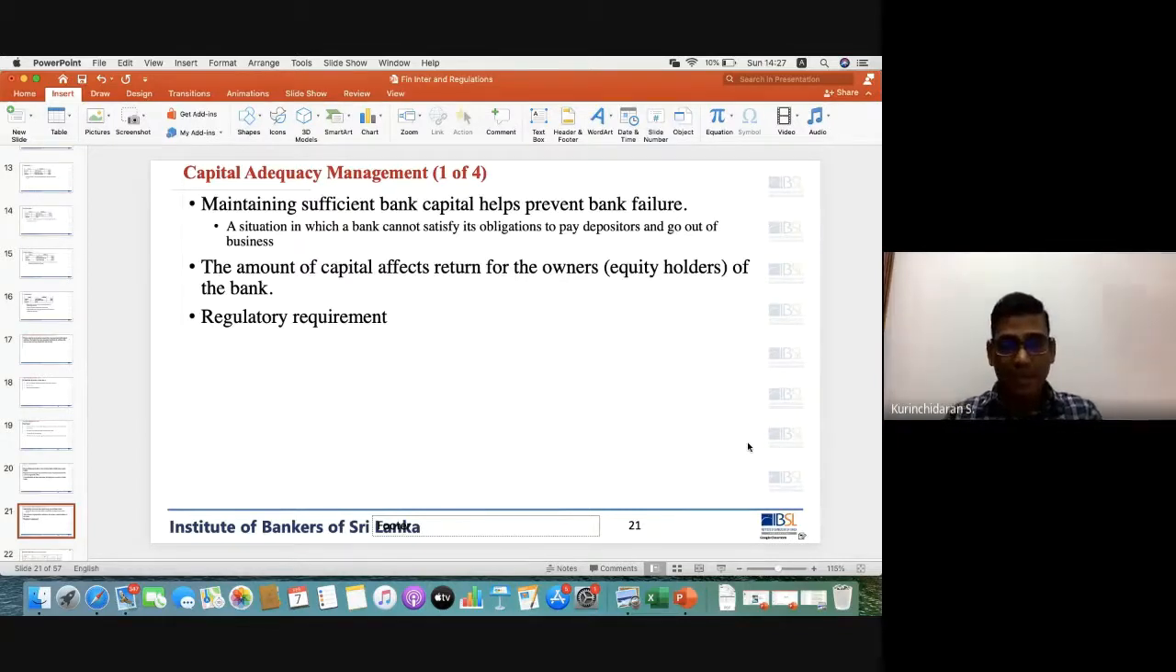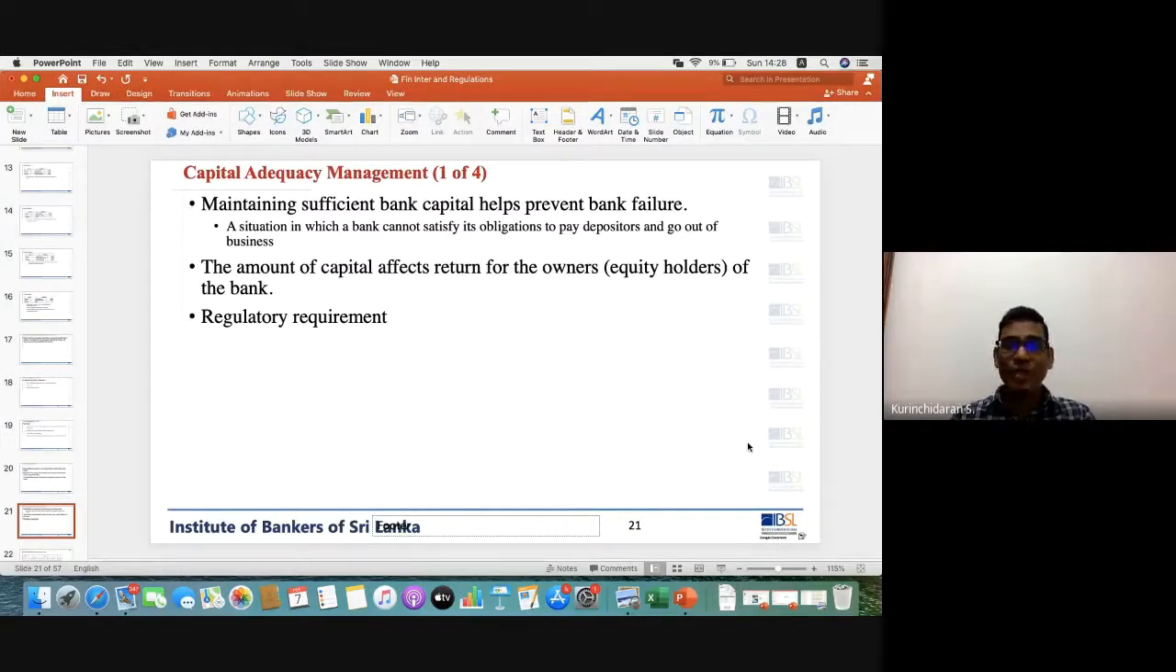What is meant by capital? We always say it's shareholders' funds. Why do we need shareholders' funds? Because capital is the only cushion that absorbs possible losses. Now, you can recall the balance sheet of a bank. On the liability side, you can see deposits, borrowings, and then capital. Now, think that something happens to the bank's performance and there's a huge loss, right?